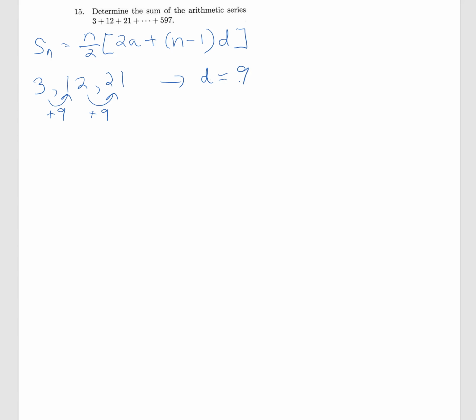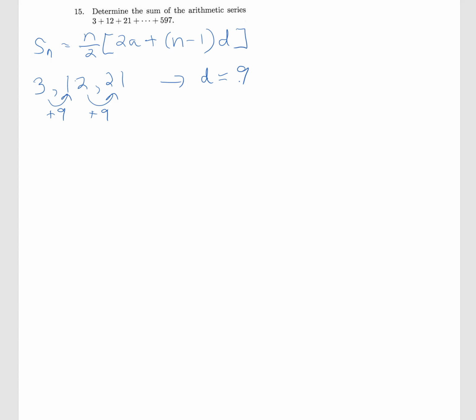All right, so the next one we want to figure out is what n is. We know that our last term is 597, but we don't know which number term this is in our sequence.